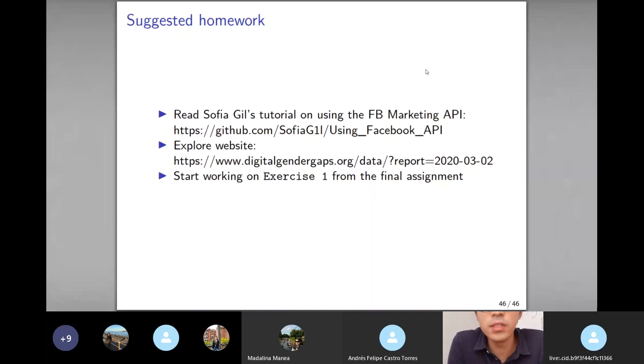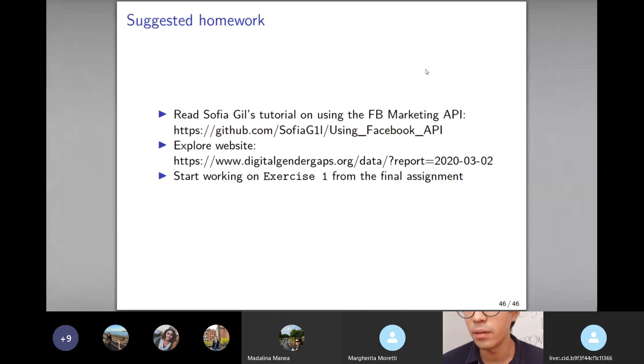There's a paper tomorrow on the digital gender gaps. As you read that paper, I would encourage you to also check out this website, which is the online companion to the reading. And if you haven't done so, I would recommend that you start working on exercise one. That's all from my side.